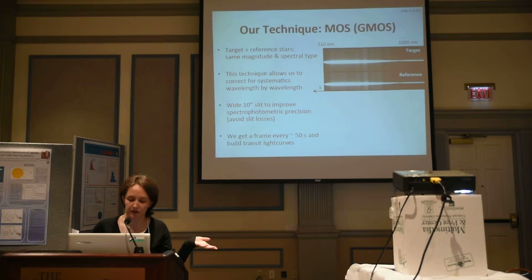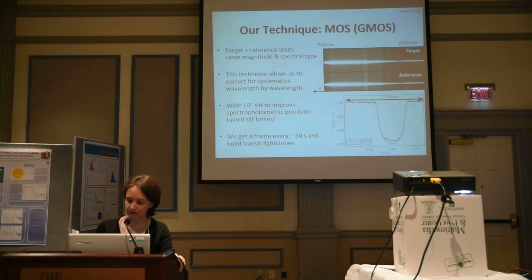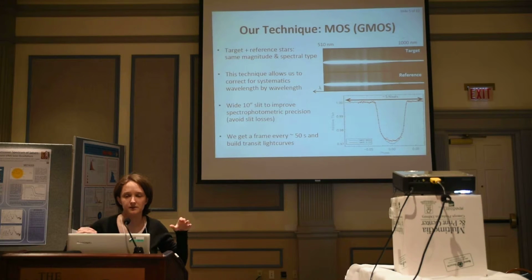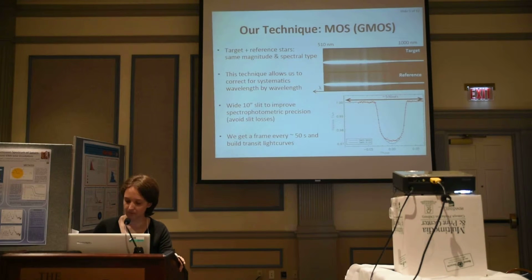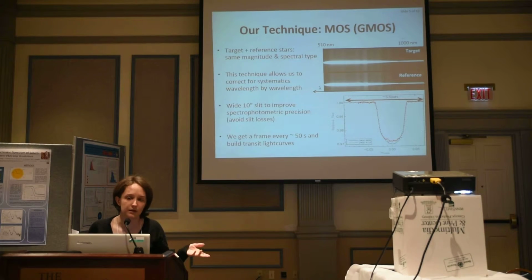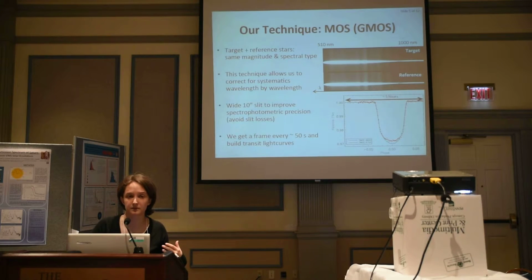We then obtain a frame like this that I show you every 50 seconds or so for 5 or 6 hours, which allows us to build transit light curves. So this is an example of a transit light curve in the blue optical and one in the red optical, and so each data point you see here is a frame of these 2 stars. So we correct each data point. And you can see we reach a high enough precision, you can see a difference between the transit depth and limb darkening between these 2 bands.